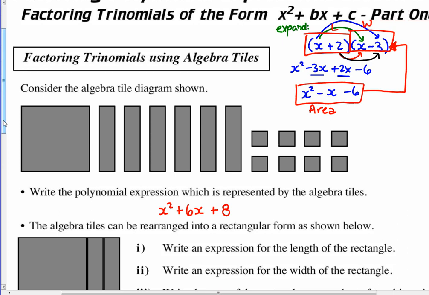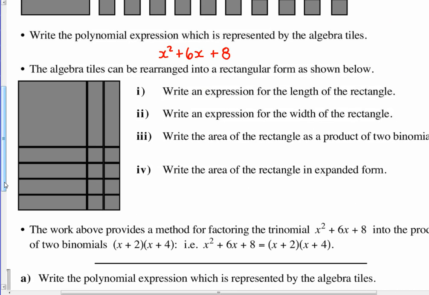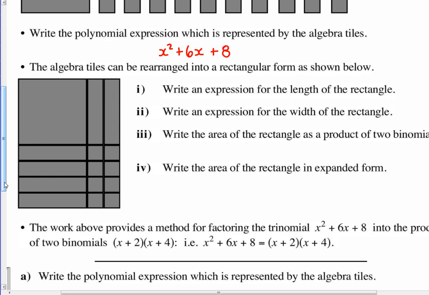Okay? X squared always goes in the corner, and then you'd have to arrange your x tiles so that we can make a rectangle of 8 ones. So the 6 x's would have to go by 4 and 2 in order to fit the 8 ones into a nice rectangle. So then you could see now, what's the dimension of the length or the width?